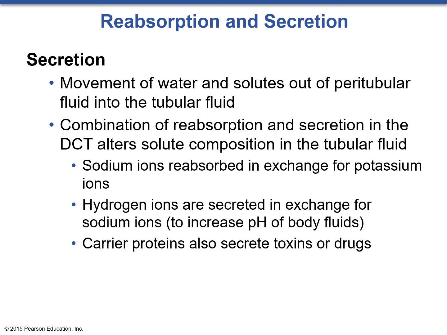Now, this combination of reabsorption and secretion in the distal convoluted tubule alters the solute composition in the tubular fluid. It is important to understand that secretion primarily occurs in the distal convoluted tubule, but it does also occur throughout. Now, sodium ions are going to be reabsorbed in exchange for potassium ions. Hydrogen ions are secreted in exchange for sodium ions, and this is done to increase the pH of body fluids. And the carrier proteins also secrete toxins or drugs.